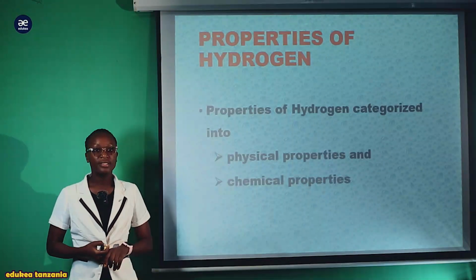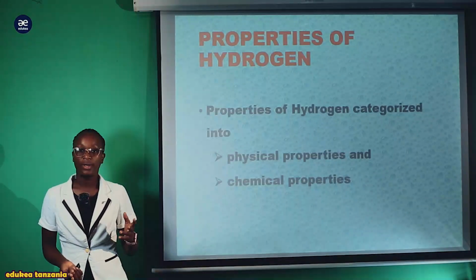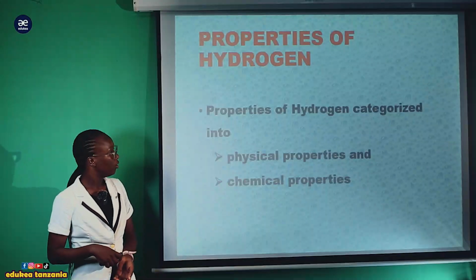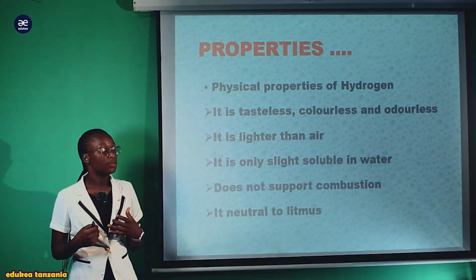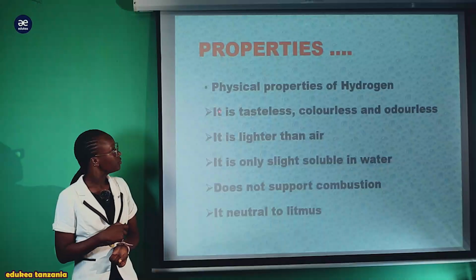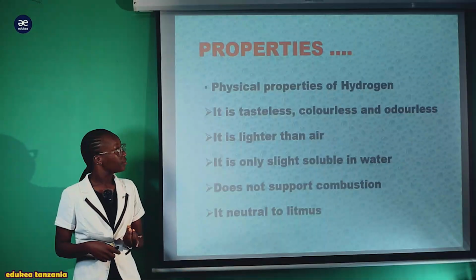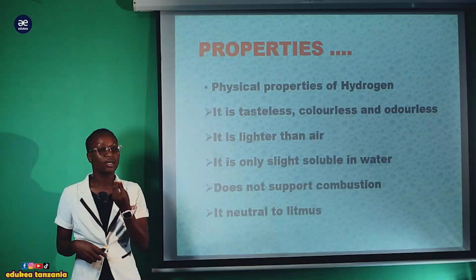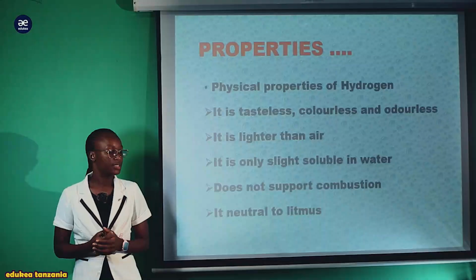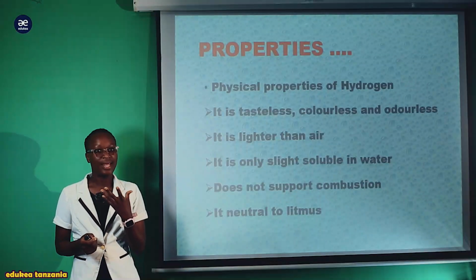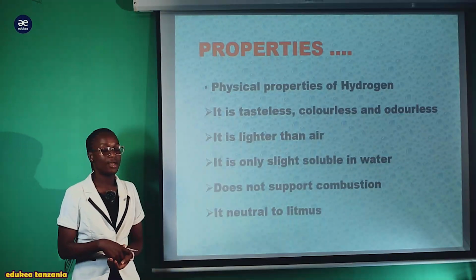Okay, let us see the properties of hydrogen. Properties of hydrogen are categorized into two parts: the physical properties and the chemical properties. When we talk about the physical properties, the first one is that it is tasteless, colourless and odourless. This is a gas, so we cannot taste it, and it is difficult to say it has a certain colour. So it's colourless, and also odourless. Another physical property of this gas is that it is lighter than air. It's very, very light.